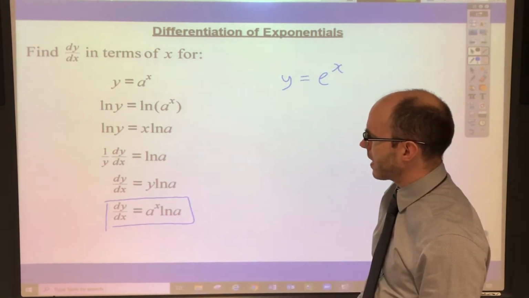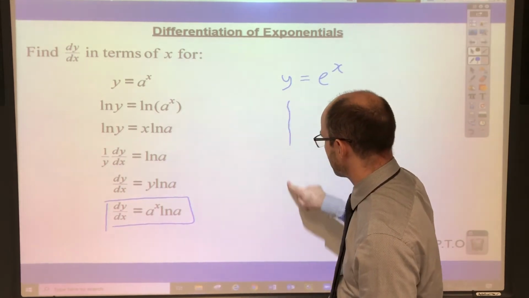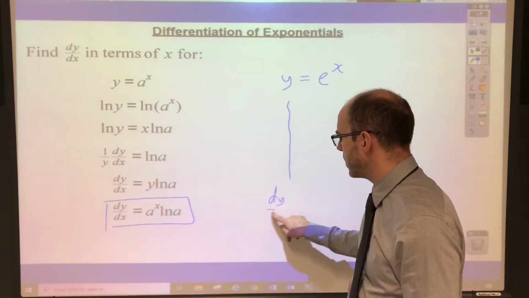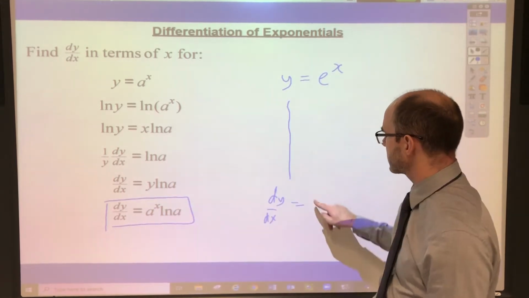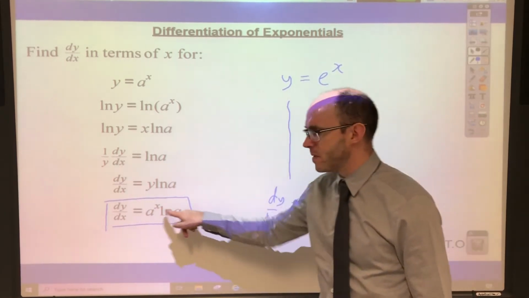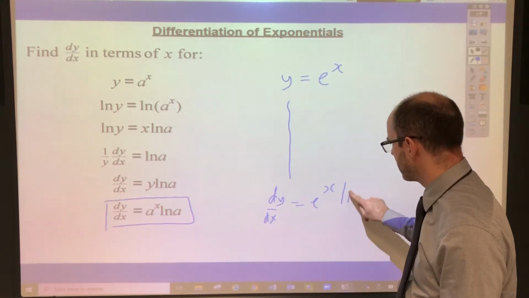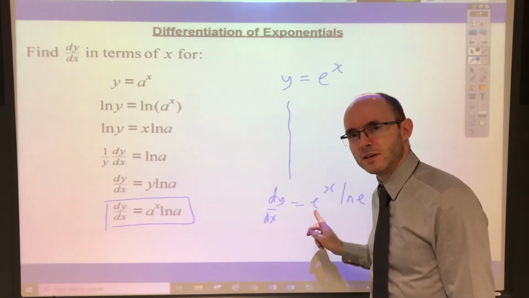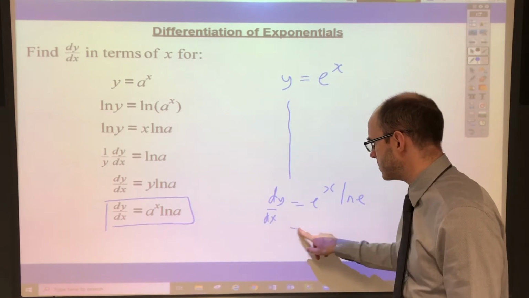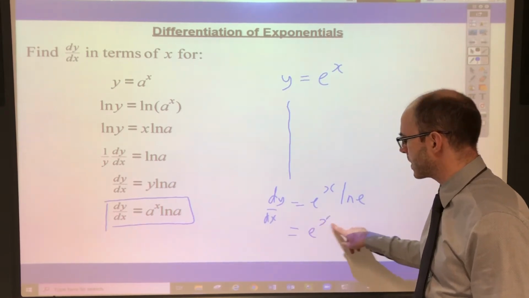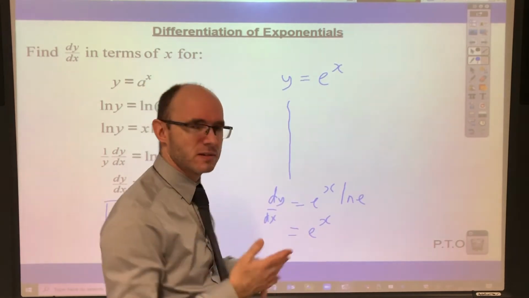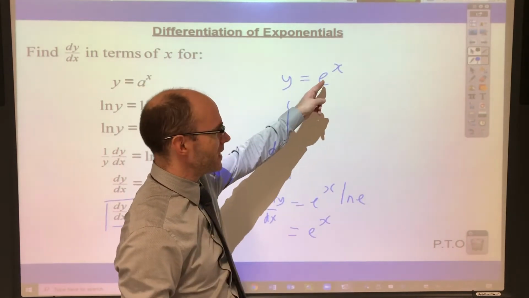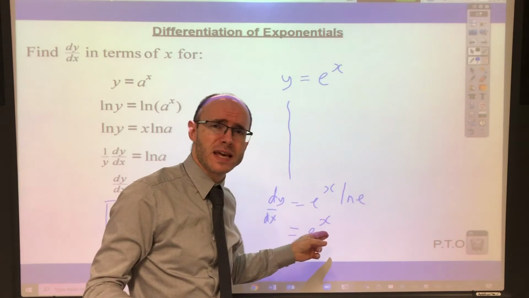Okay? At the end of it, if we use the same approach, we're going to get dy/dx is equal to e to the x multiplied by natural log of e. And what is the natural log of e? It is 1, of course. Hence you get dy/dx equals e to the x. Okay? So that's a nice little way of explaining why the derivative of e to the x is the same. It is e to the x.